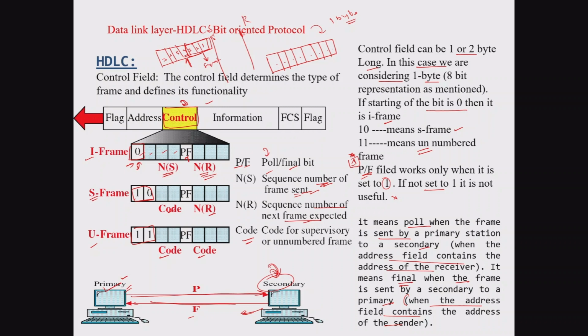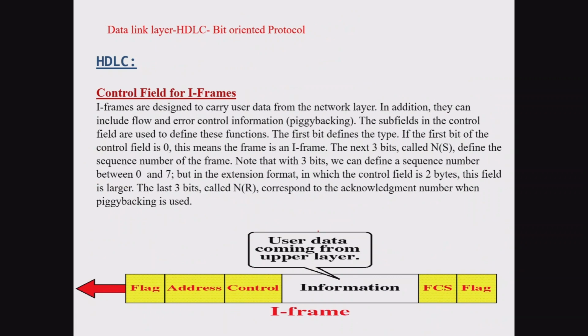For the I frame, what is this? For the S frame, what is this? For the U frame, what is this? For control information, it is mandatory. So we'll see the code for the supervisory or unnumbered frame.